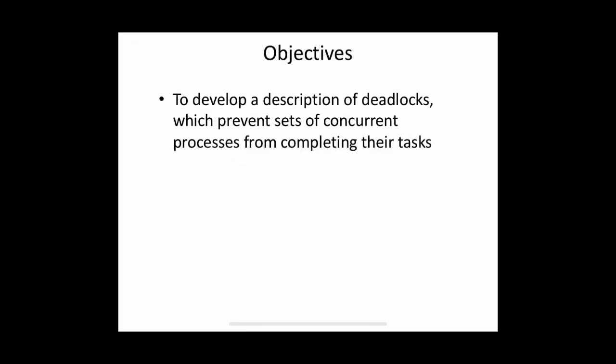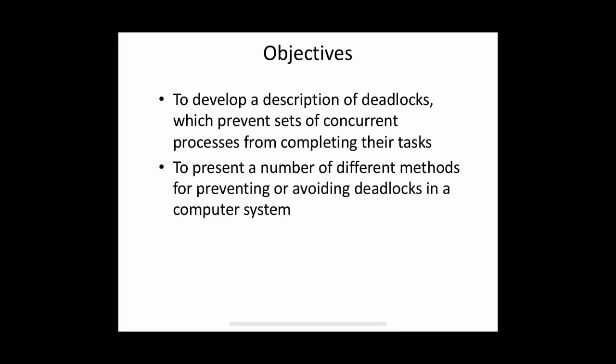The main objectives of this topic are to develop a description of deadlocks which prevent a set of concurrent processes from completing their task, and then present a number of different methods for preventing or avoiding deadlocks in a computer system. Two objectives are there, and the first objective will be addressed in this session and the second objective will be addressed in the forthcoming session.